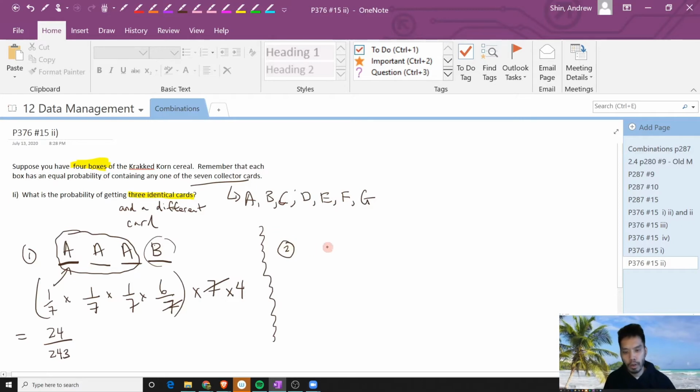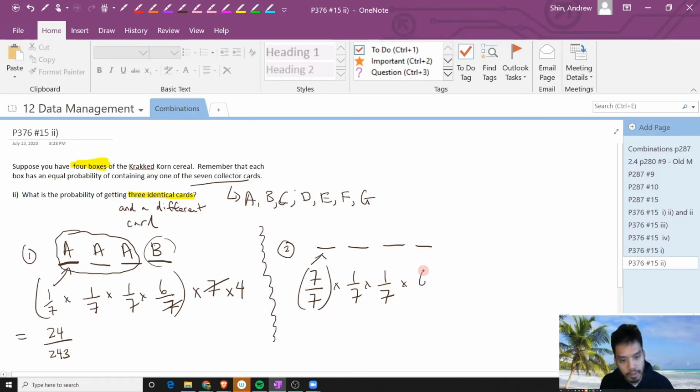Method number 2, again, we have 4 slots here. And what's the chance that we get one of these cards? A 7 in 7 chance, a probability, 7 out of 7. We're going to get one of those cards. And over here, we're going to multiply by 1 over 7 because it has to be the same card here. And for that 3rd one, it's got to be that same card there. And for that last one, it's going to be 6 over 7.